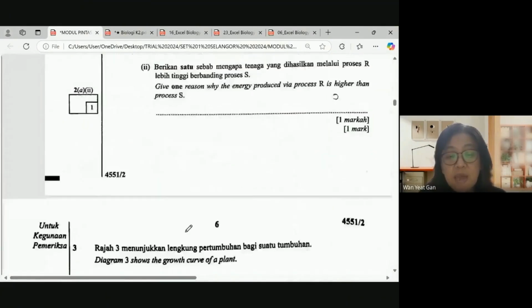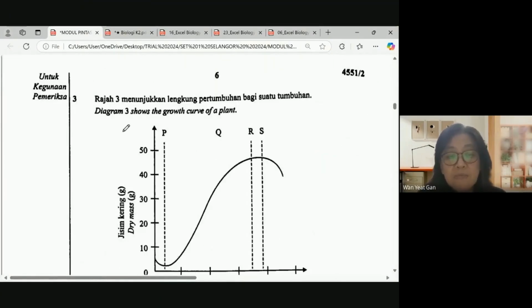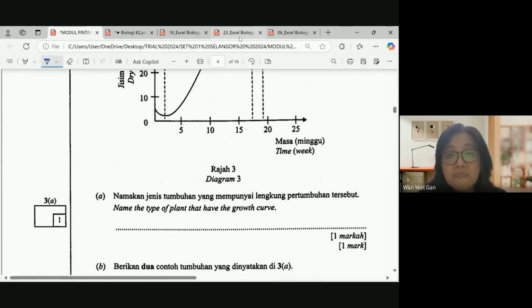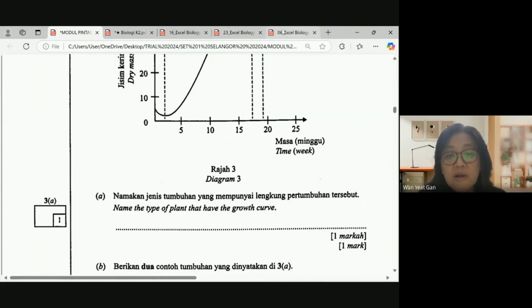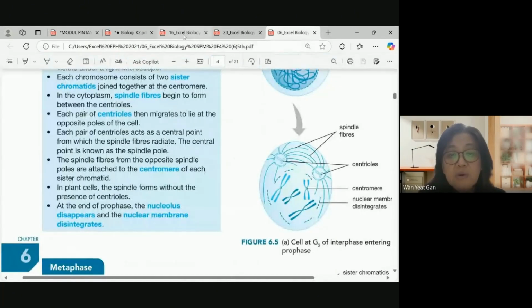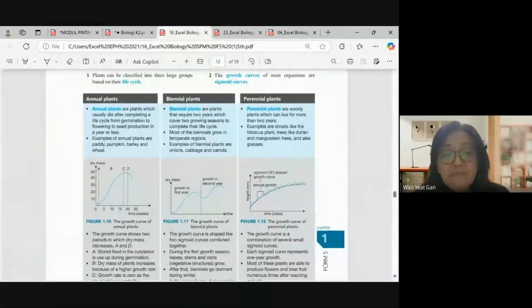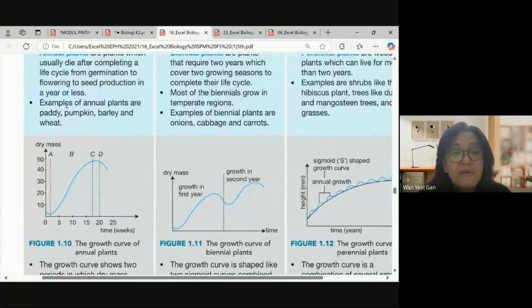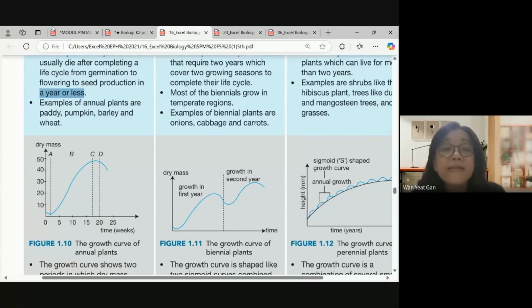Okay, next we have question 3. Diagram 3 shows the growth curve of a plant. Okay, name the type of plant that has this growth curve. Now, the plant that has this type of growth curve is annual plant. Annual plants are plants that complete their life cycle from germination to flowering to seed production in a year or less. Okay, so they are not able to live longer than that.